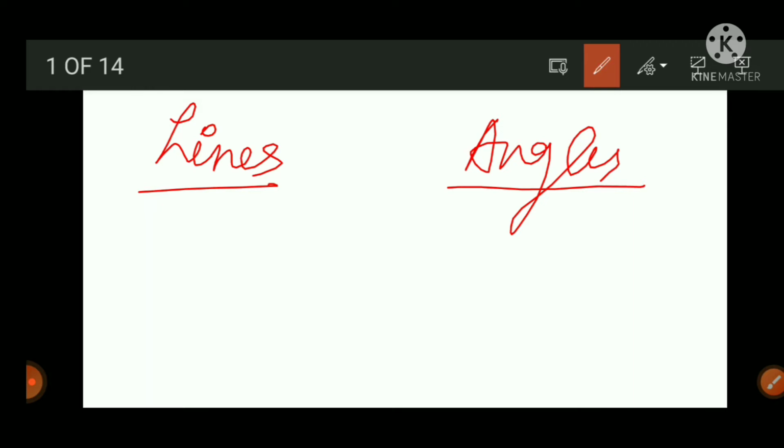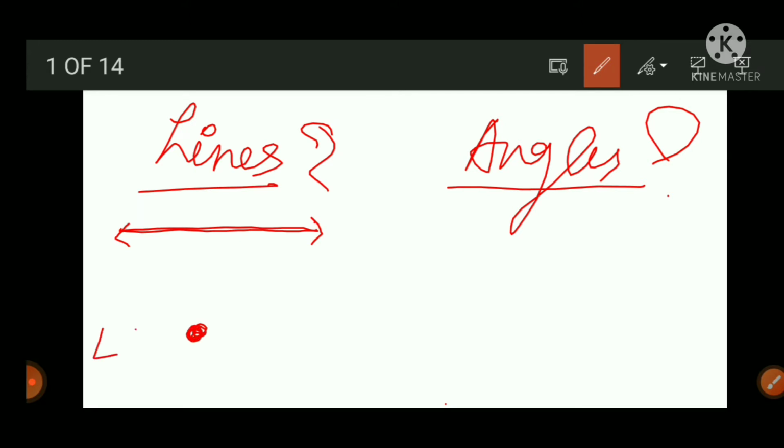And the first thing is, what is a line, and what is an angle? So what is a line? A line has no endpoints, it can be extended infinitely, because we are not able to stop a line. And we have two words, line and line segment. We have to discuss what these two things are.